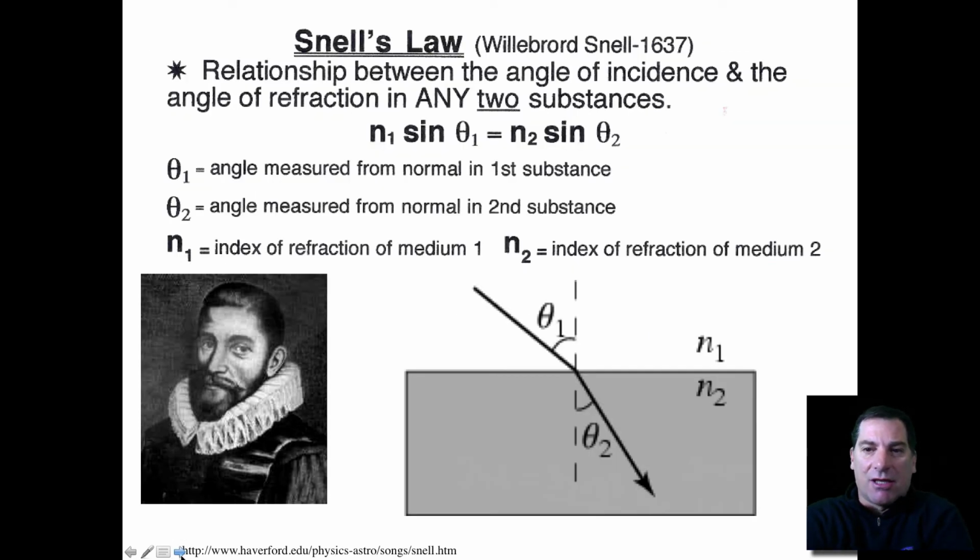So this guy in 1637 named Willebrord Snell came up with a mathematical relationship between the speed of light in any material, and it's basically called Snell's law. It's a relationship between the angle of incidence and the angle of refraction in any two substances. n1 sine theta 1 equals n2 sine theta 2. Pretty straightforward. So n1 is the first index of refraction, usually air, and theta 1 is the angle that's incident, which is always measured from the normal, sorry. And then n2 is the new material.